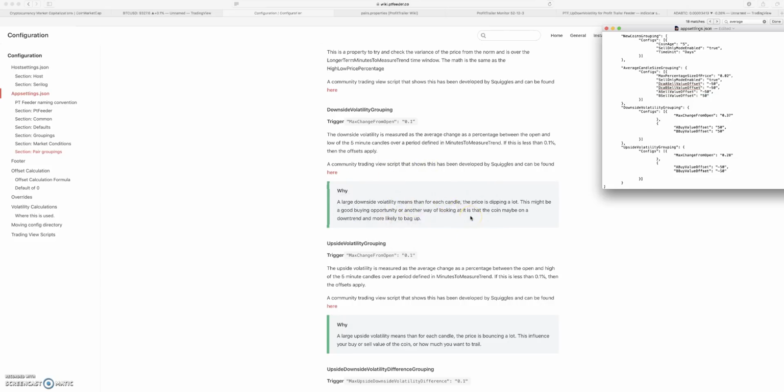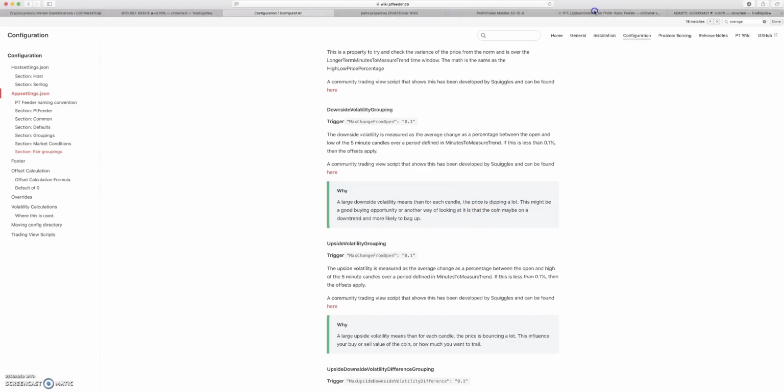A large downside volatility means that for each candle, the price is dropping a lot. And this might be a good buying opportunity, or another way of looking at this is this coin may be on a downtrend and more likely to bag up. So I hope you guys are following what that all means.